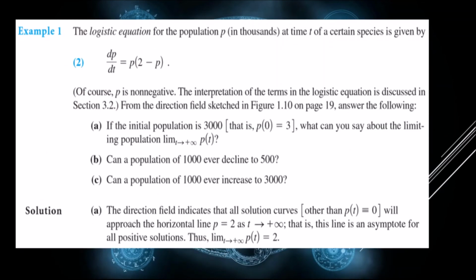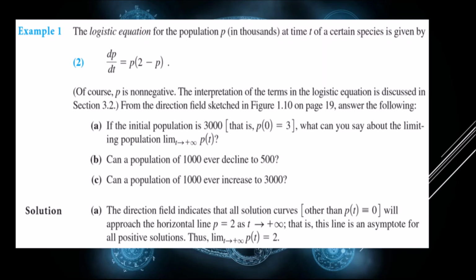Example 1. The logistic equation for the population P at time t of a certain species is given by dP over dt is equal to P multiplied by quantity 2 minus P. From the direction field, answer the following. A. If the initial population is 3,000, what can you say about the limiting population, the limit as t approaches positive infinity of P sub t?